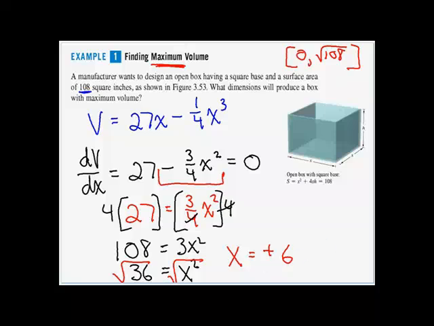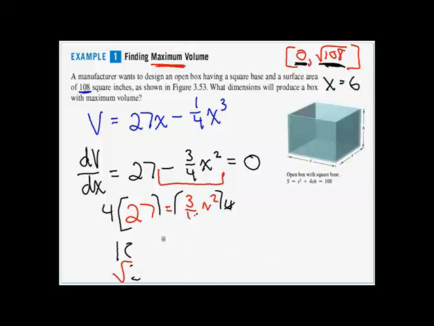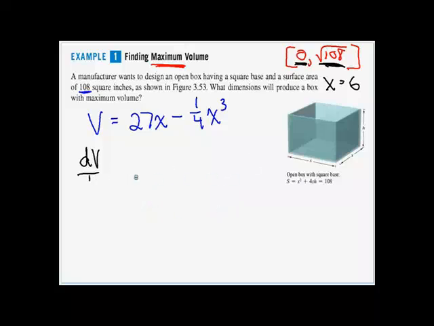And so now we have 3 points to consider: our left endpoint 0, our right endpoint the square root of 108, and the critical number we just found of 6. So let me put this up here, x equals 6. We want to check the volume at these 3 points, the endpoints and the interior critical number.